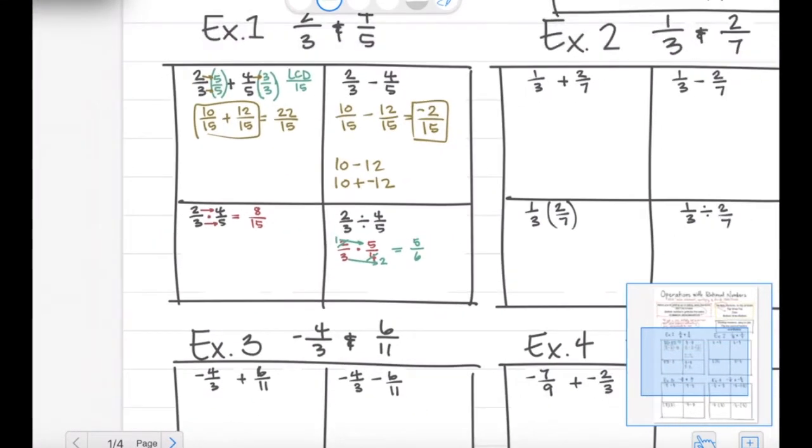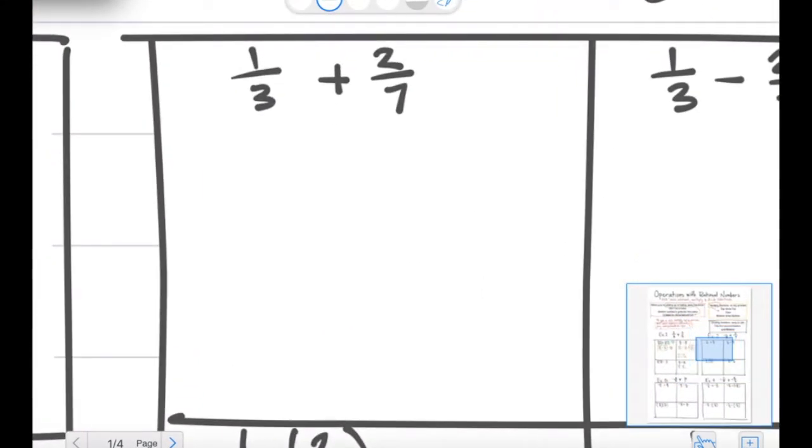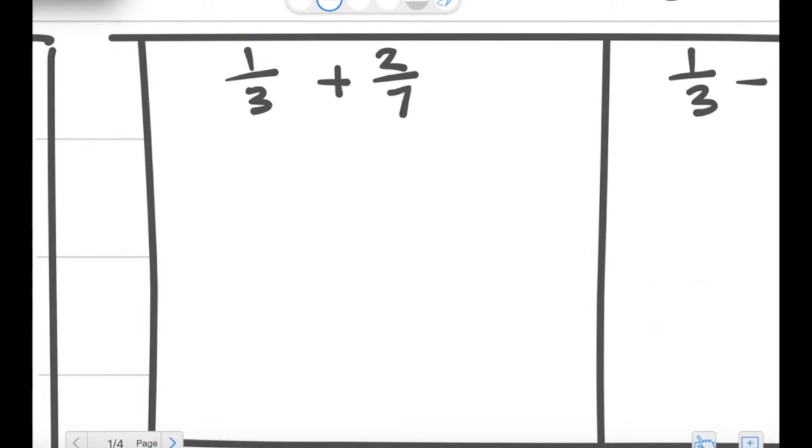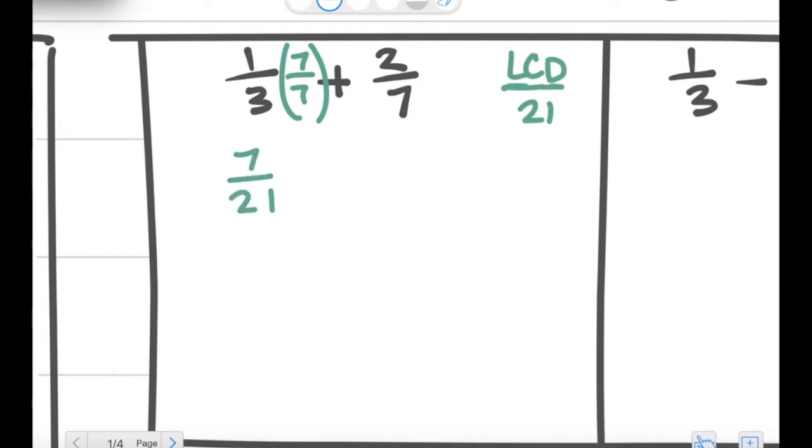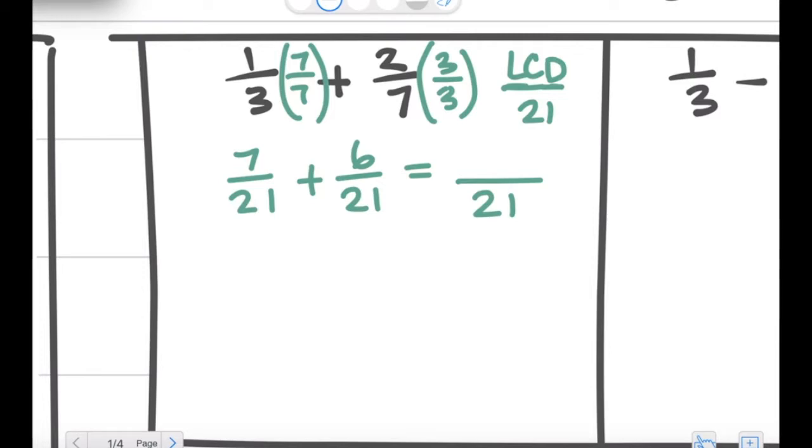Okay, next example. So first thing, we're adding, so we have to get a common denominator. Our least common denominator for 3 and 7 is going to be 21. So to change that first fraction so it has a denominator of 21, we need to multiply by 7 over 7. Make sure you multiply the top and the bottom both by 7. So we'll have 7 over 21. For the second fraction, we need to multiply times 3 over 3. So we're going to end up with a 6 over 21. Now we keep the denominator 21. 7 plus 6 is 13.